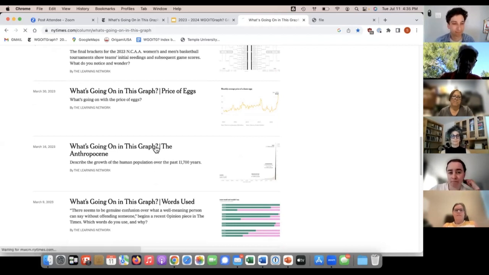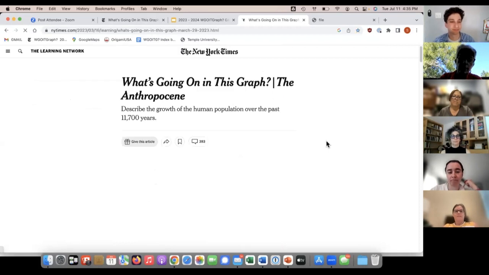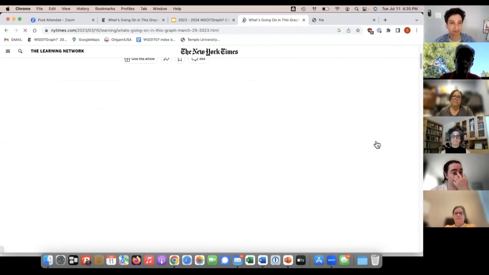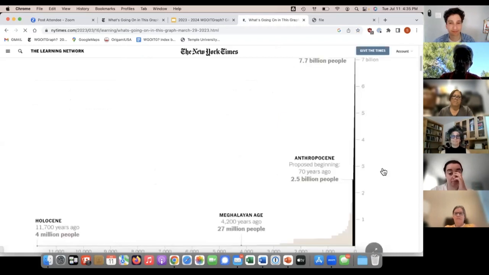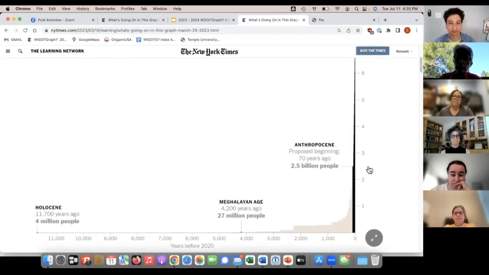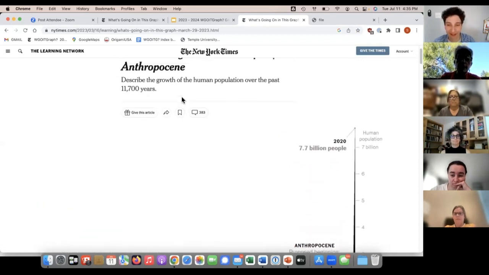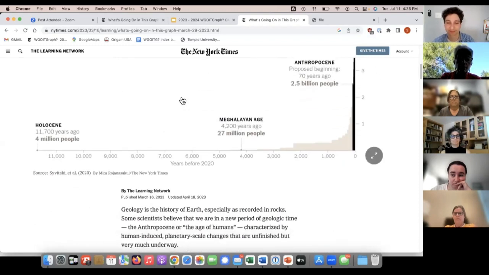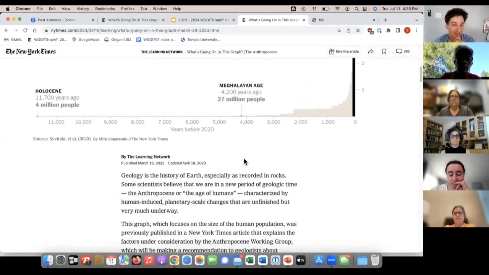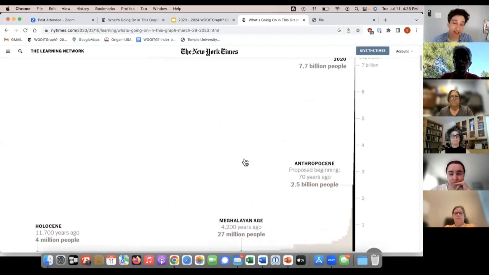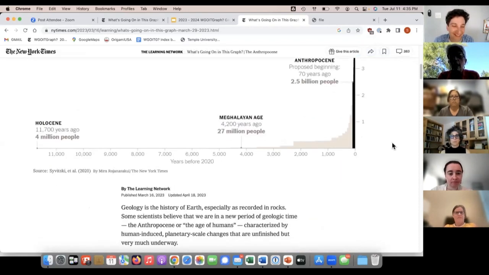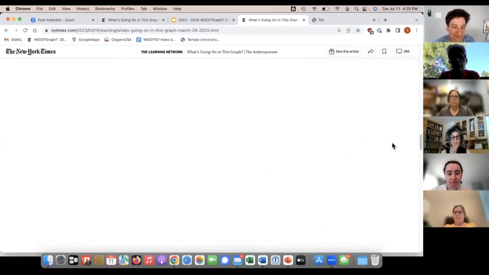And in today's New York Times, it was announced that the Anthropocene epoch has been approved by geologists. So here goes. This is the graph, which we did in March. I'd say that's exponential growth. That's pretty amazing. Yeah, and we picked it for exponential growth. Okay, and the questions relate to exponential growth.